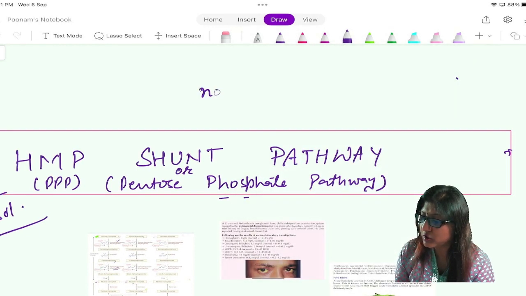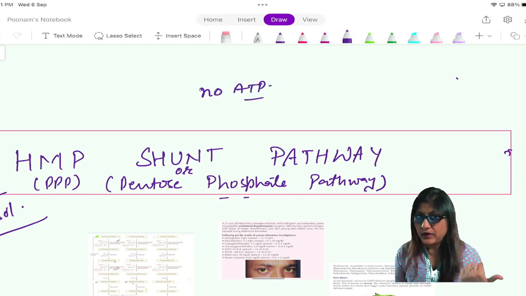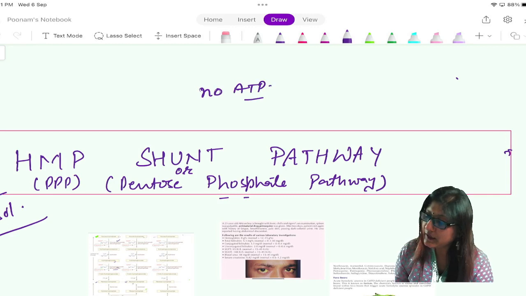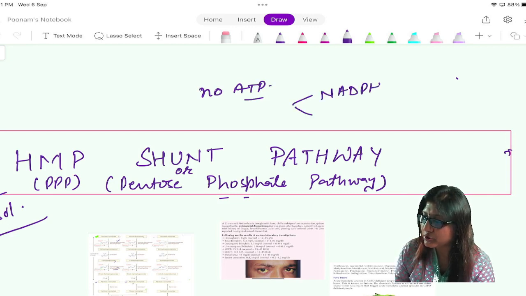One important thing you must know: though we have glucose oxidation in this pathway, it generates no ATP. This pathway is not meant to produce ATP. ATP production takes place in glycolysis, but in the HMP shunt pathway, ATP is not generated at all. The purpose of this pathway is the production of NADPH and ribose 5-phosphate.